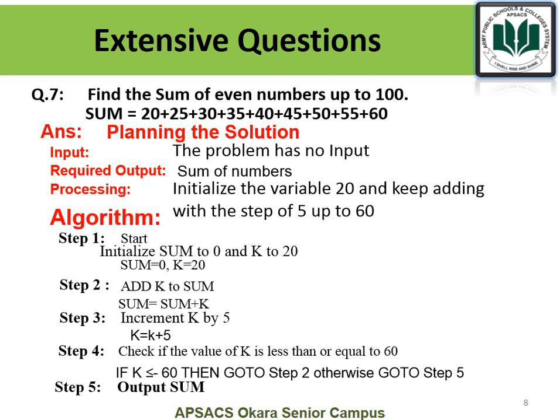The output sum and stop. Okay, if this condition becomes false, then we will move to step number 5, and if this condition becomes true, then we will again add the sum plus k. Sorry, I used the word multiply by mistake, so you will add.